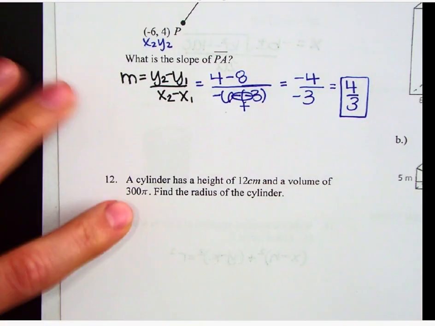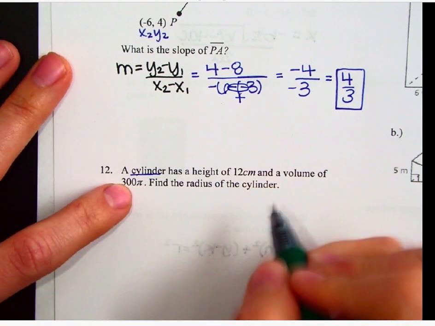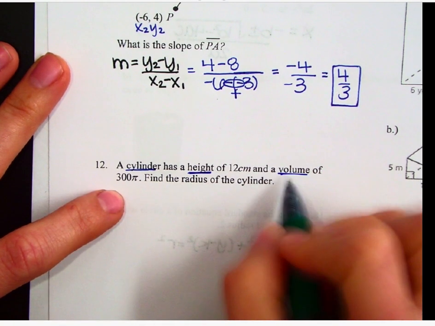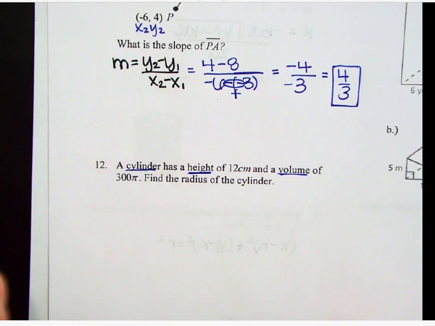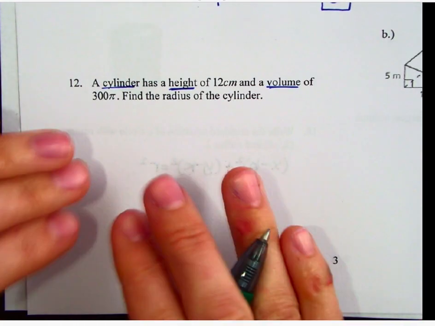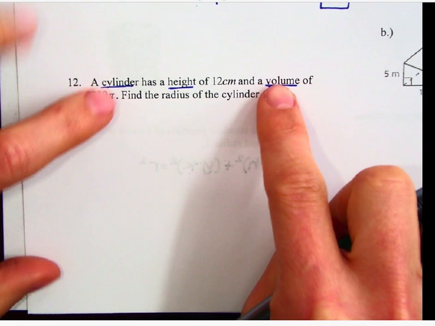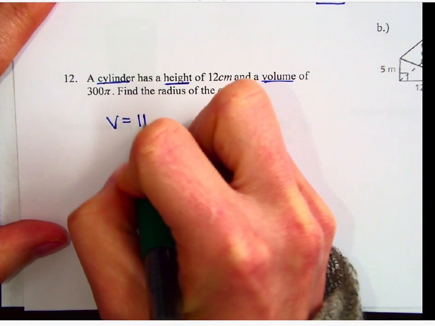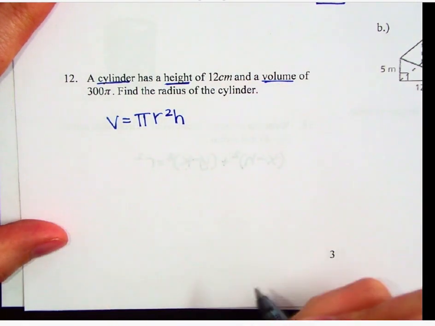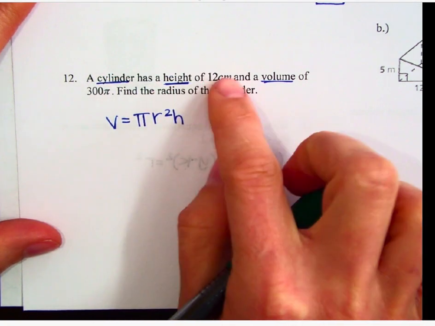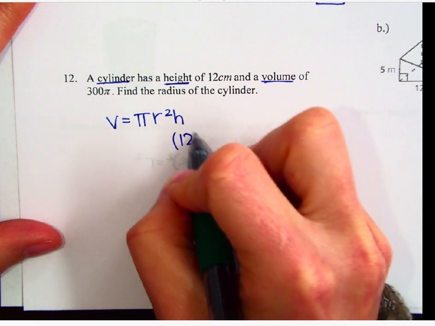Number 12, a cylinder has a height of 12 centimeters and a volume of 300 pi. We're going to use this information to find the radius of the cylinder. So the very first thing I'm going to do is write down my formula for volume of a cylinder, since that's what the information is talking about here. So the volume of the cylinder, we have pi r squared times height, and I'm going to plug in all of the given information. So right here, we know the height is 12 centimeters.